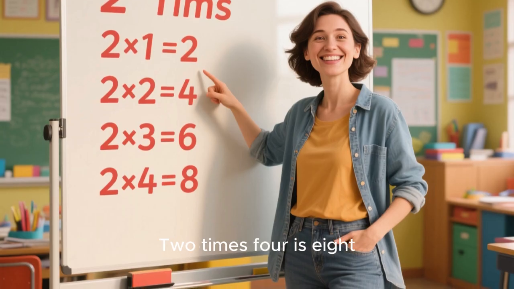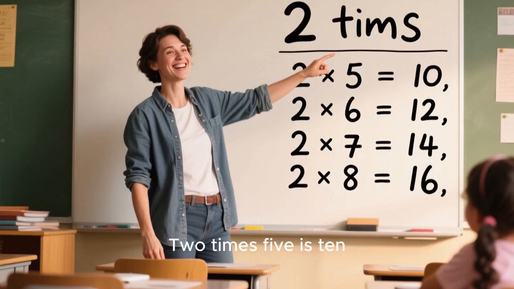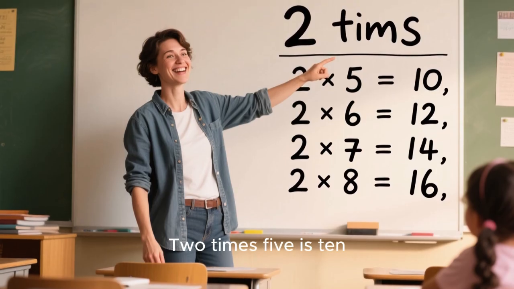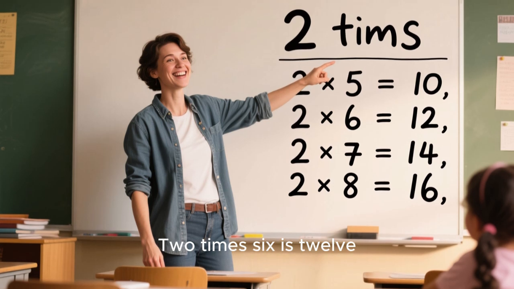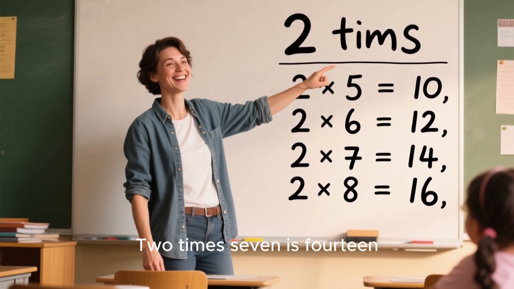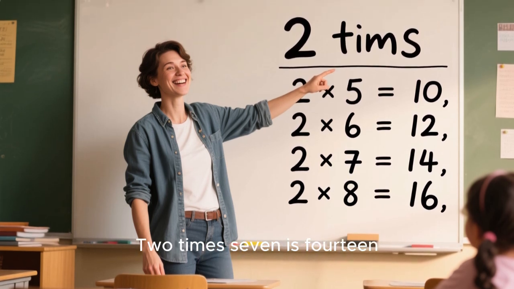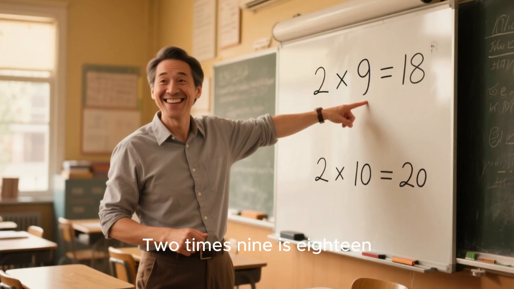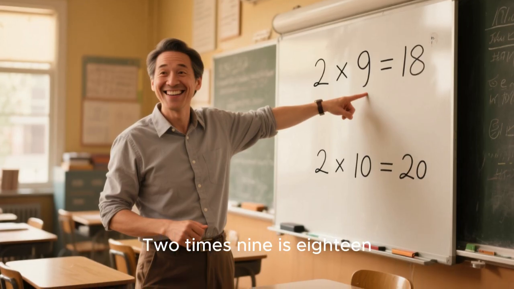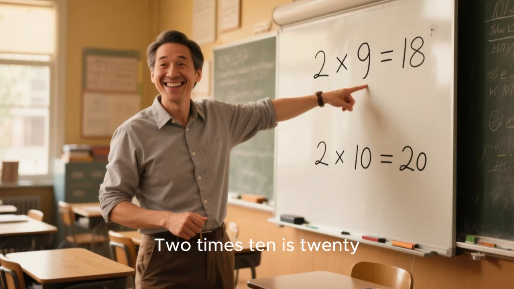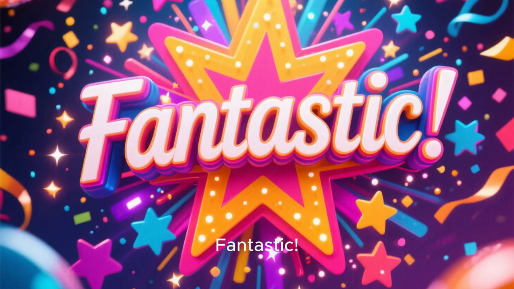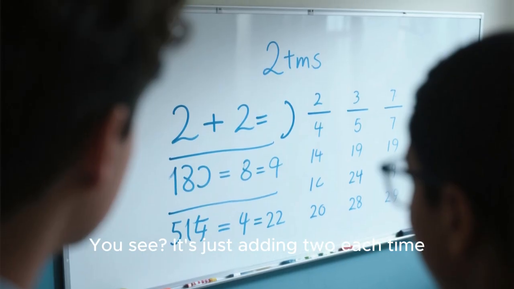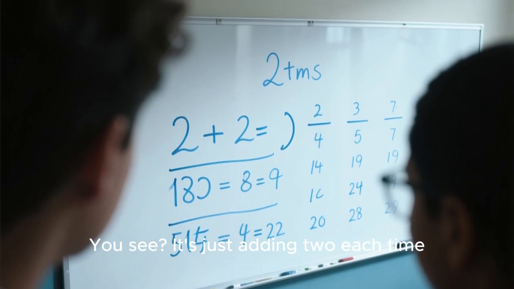2 times 4 is 8. 2 times 5 is 10. 2 times 6 is 12. 2 times 7 is 14. 2 times 8 is 16. 2 times 9 is 18. 2 times 10 is 20. Fantastic, you see. It's just adding 2 each time.